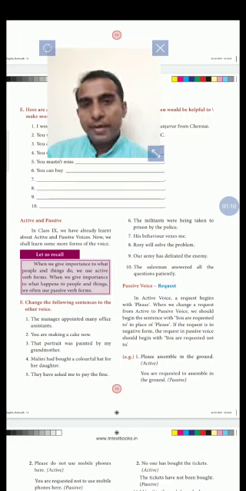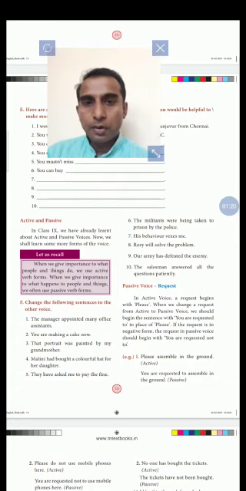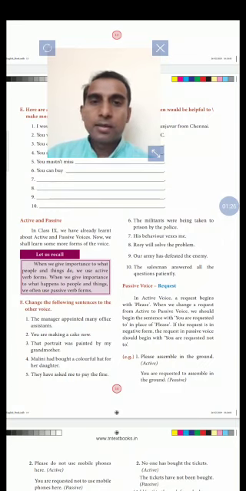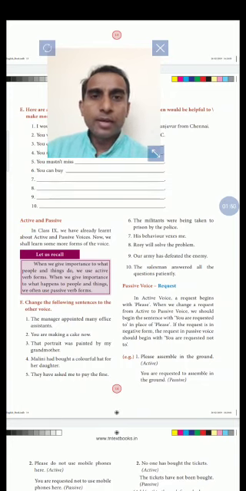When you give importance to what people and things do, that is an active verb or an active voice. And when you give importance to what happens to people and things, that is what we call the passive voice. Now, when you give importance to what people or things do, we write or say it in active voice. And when you give importance to what happens to the person or thing, we call it the passive voice.